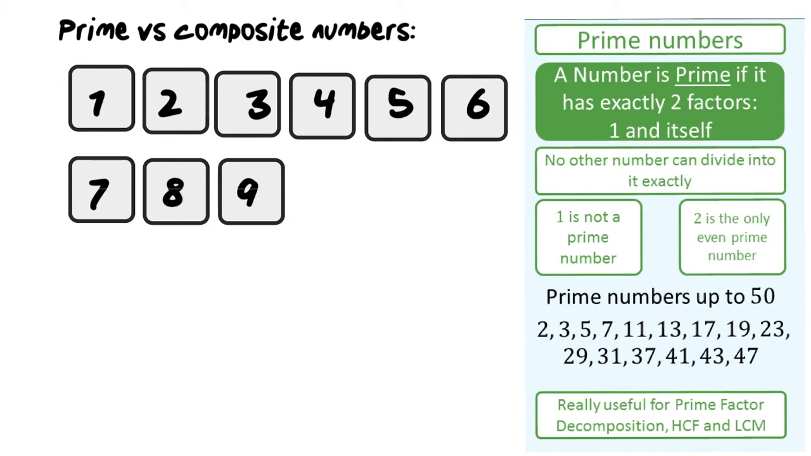If you want a longer list of prime numbers, then have a look at this list. 2, 3, 5, 7, 11, 13, 17, 19, 23, 29, 31, 37, 41, 43, 47. And you will notice that all these numbers can only be divided by themselves and 1.